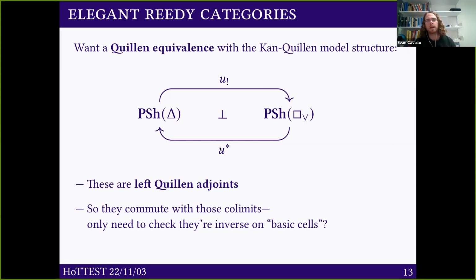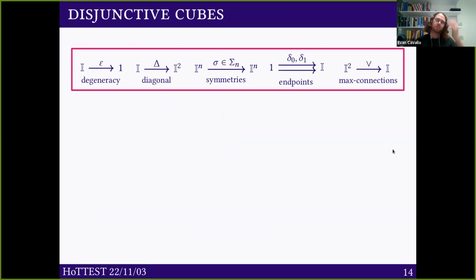And so if we knew that everything in, say, our presheaves over the cube category was built up via homotopy colimits from some kind of basic cells, then to check that these round trips are inverses to each other in a homotopical sense, we would just have to check it on those basic cells. And then we would get everything else by this preservation property. And we can do that for one round trip because the simplex category is elegant Reedy. But we can't do it for the other round trip because this cube category is not.